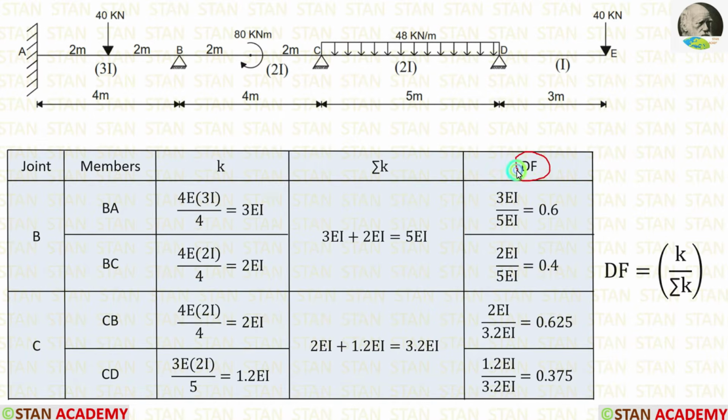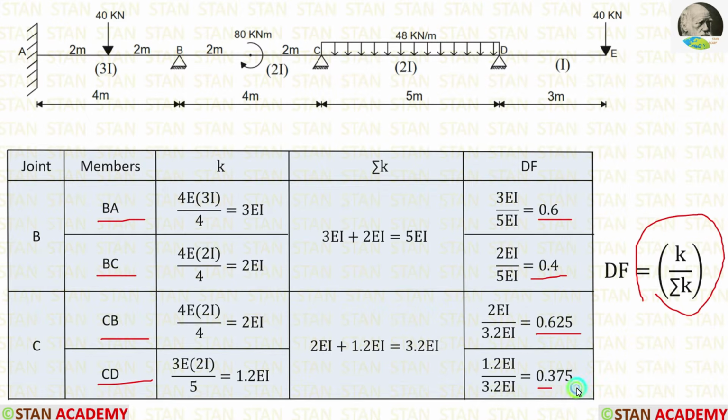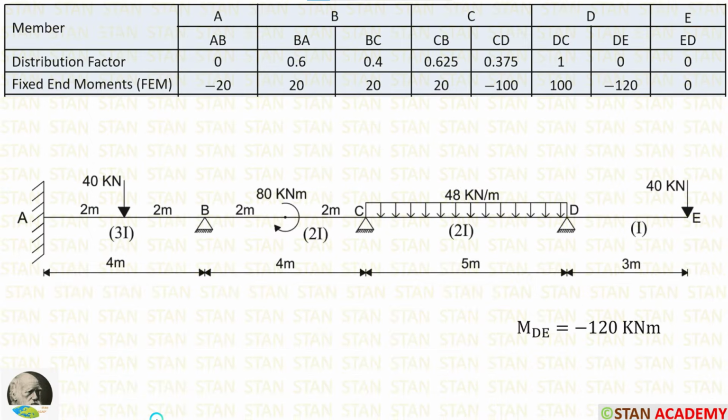Now let us calculate the distribution factor. The formula for distribution factor is K by summation of K. We have already calculated the K values and the summation of K. We can apply the values inside the formula and calculate the distribution factors. Finally, we are getting the distribution factors. For BA, it is 0.6. For BC, it is 0.4. For CB, it is 0.625. For CD, it is 0.375.